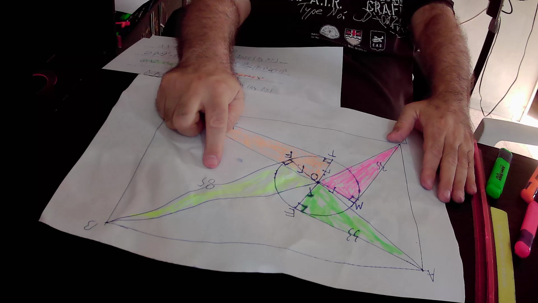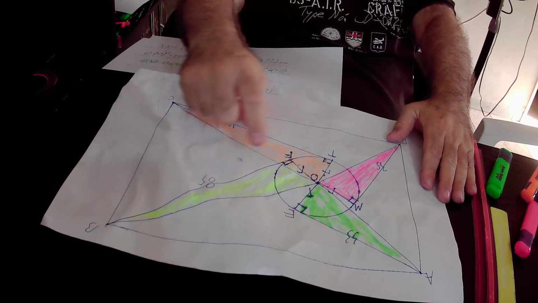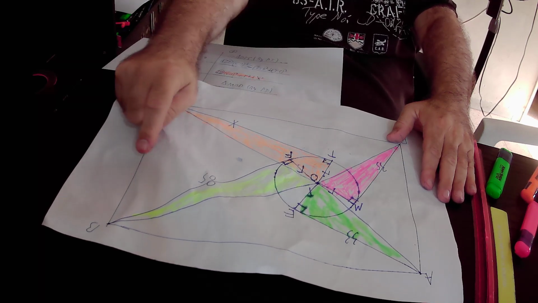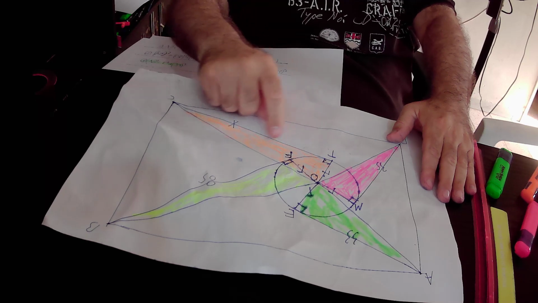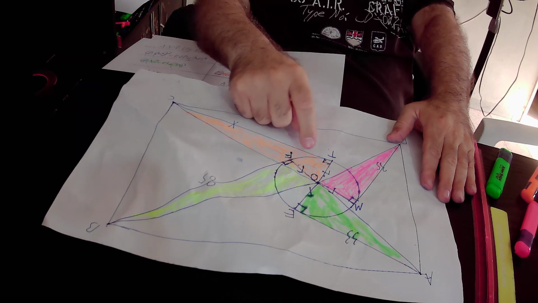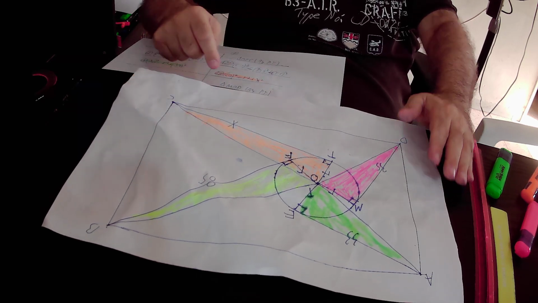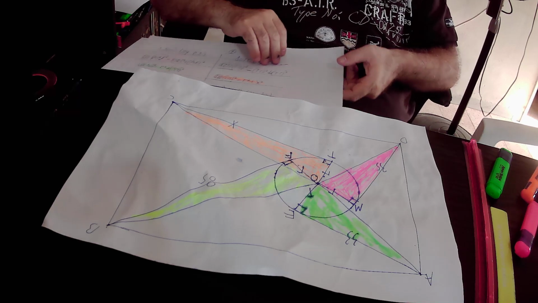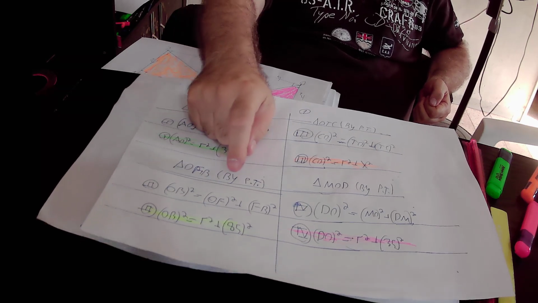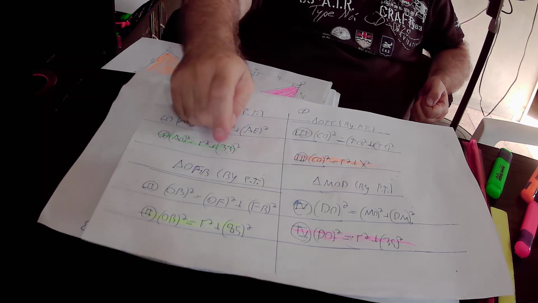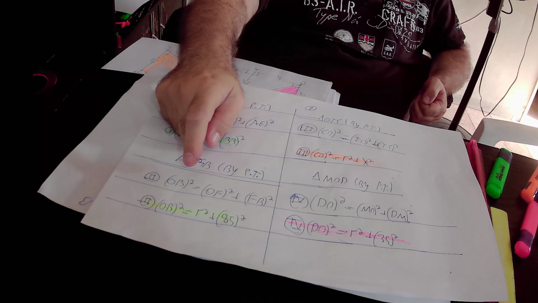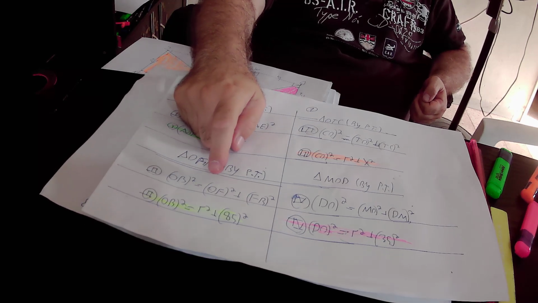Then we joined points O and B together by a straight line. In this way, we created the yellow right triangle OFB. In this yellow right triangle, OB square equals OF square plus FB square. OF is R, FB is 85. So here we get that OB square equals R square plus 85 square.